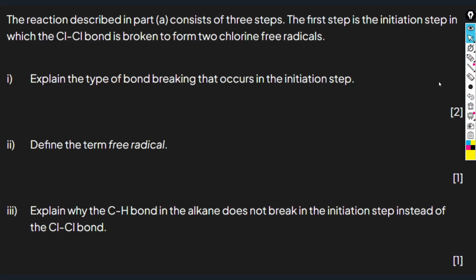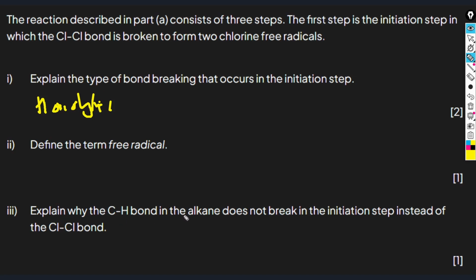Now let's go to the next question. Explain the type of bond breaking that occurs in the initiation step. Like we learned, homolytic fission will occur in the initiation step, and this means that each atom in the covalent bond will get 1 electron each. And a free radical is an atom or molecule that contains 1 or more unpaired electrons.